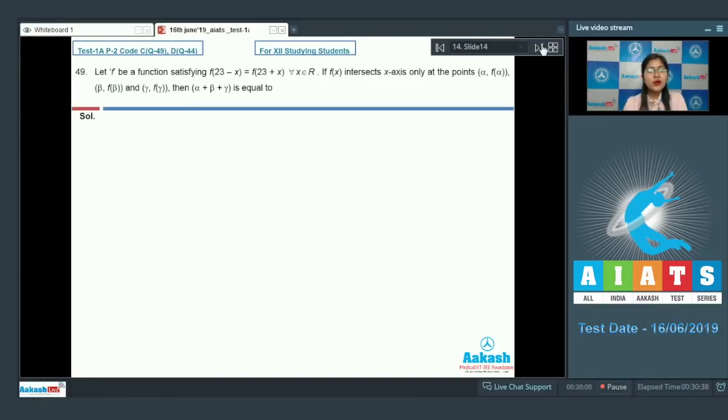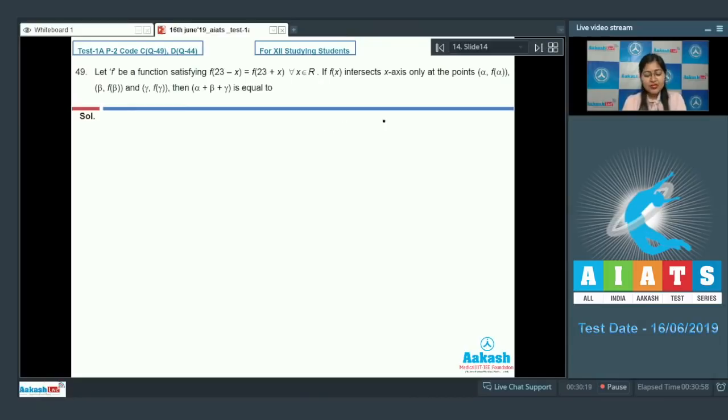Next is question number 49, which says that let f be a function satisfying f of 23 minus x is equal to f of 23 plus x, for all x belonging to R. If f(x) intersects the x-axis at only 3 points that are given to us, then we have to find the value of alpha plus beta plus gamma.